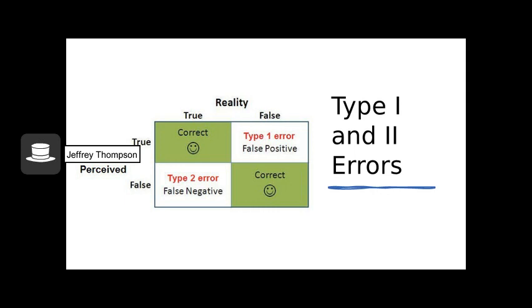So just so you know, false positives are often called type 1 errors. False negatives are often called type 2 errors. So I introduced the idea of false positives and false negatives first, but in research methods and in a lot of statistical sciences, we refer to false positives as type 1 and false negatives as type 2.